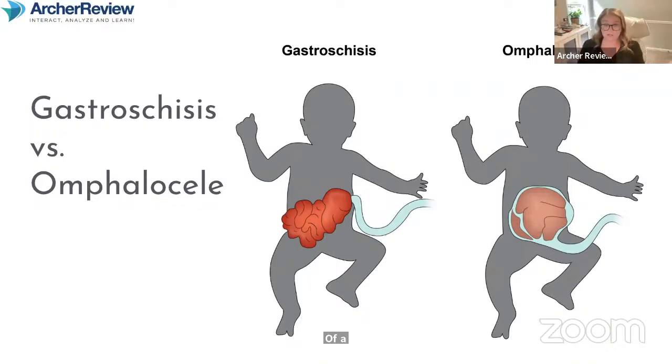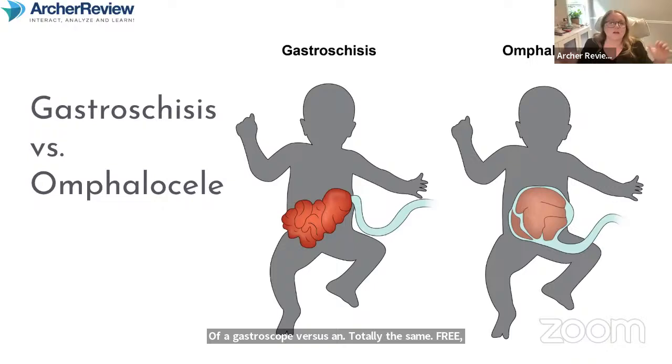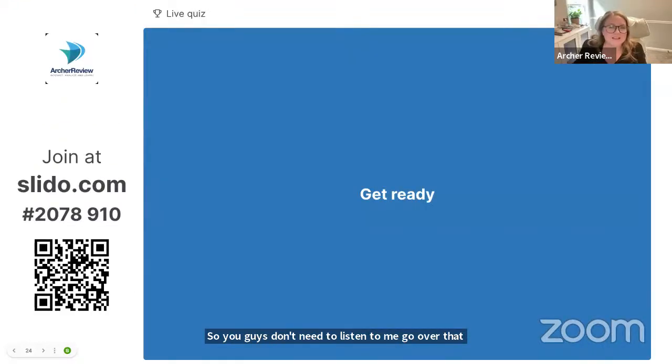The treatment we just talked about, totally the same. Pre-op, prevent dehydration, thermoregulation, get that silo, get the organs back in. Post-op, focus on nutrition. So you guys don't need to listen to me go over that again. Instead, I want to check your knowledge quickly with a little question.